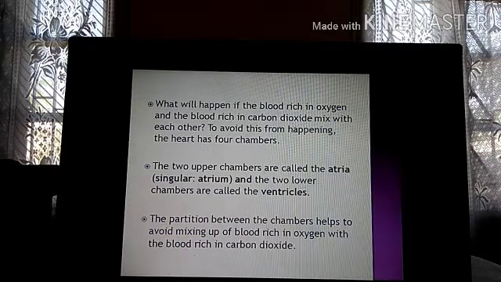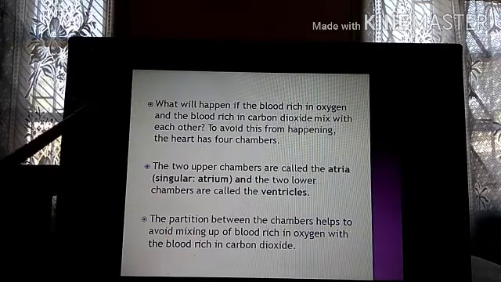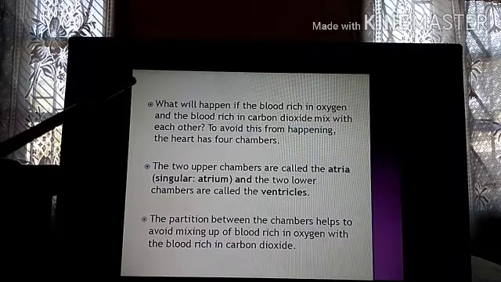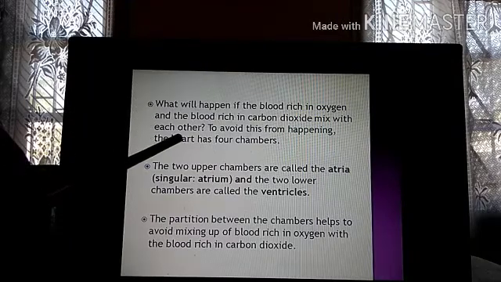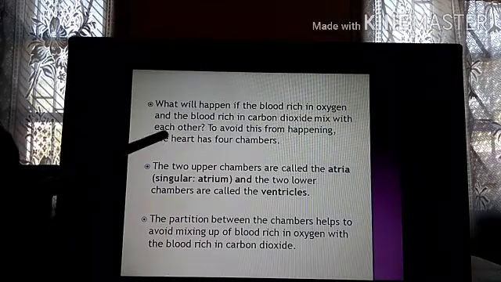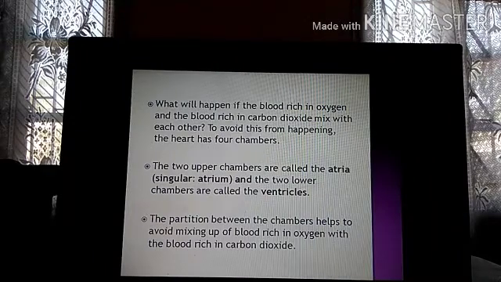Students, let's continue with the explanation. So what will happen if the blood rich in oxygen and the blood rich in carbon dioxide mix with each other? To avoid this from happening, the heart has 4 chambers. So inside your body, your heart has 4 parts. So why?